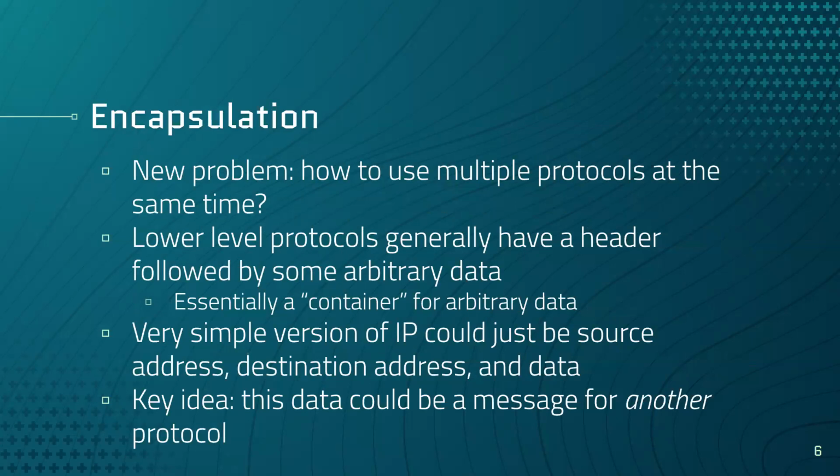So the new problem is, what do we mean when we say we're using multiple protocols? Most lower level protocols, like the internet protocol, have some kind of header followed by arbitrary data. And that data can be literally anything. So essentially, most protocols are just containers for other data. A very simple version of IP could just have the source IP address, the destination IP address, and some data. And the real IP has a lot more than that, but it's not really important for now. So the key idea is that the data we put inside one of these packets could be a message for another protocol.